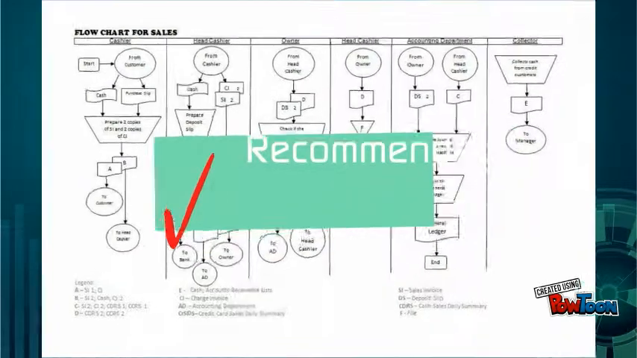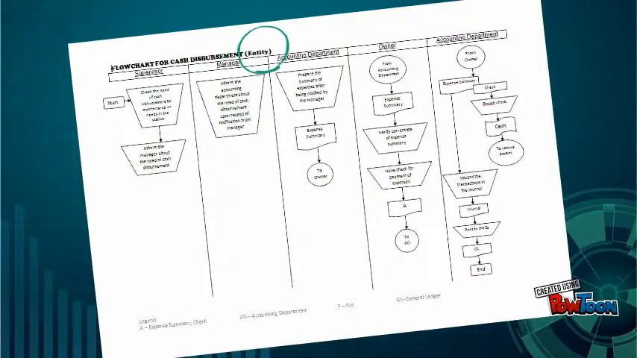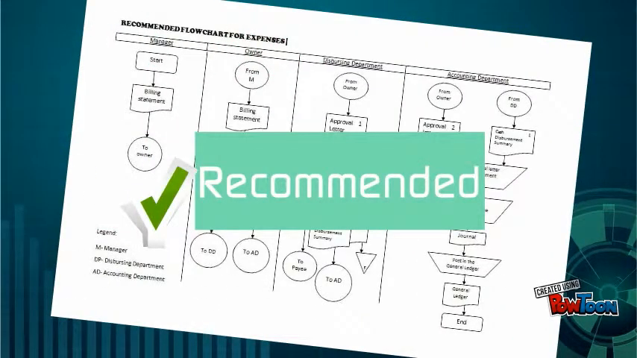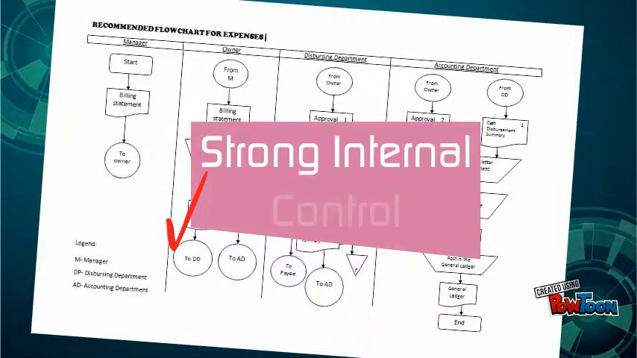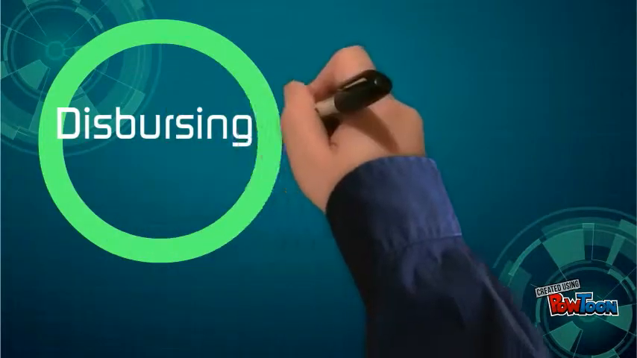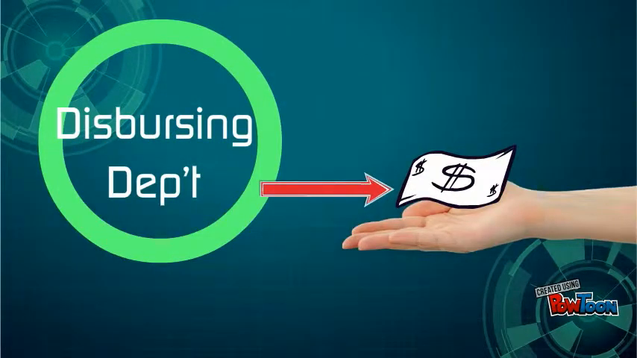This is the flowchart for expenses of the entity. This, on the other hand, is a flowchart for expenses that we propose. This flowchart has a stronger internal control because the owner first needs to give an approval letter before the disbursement department pays the necessary expenses.